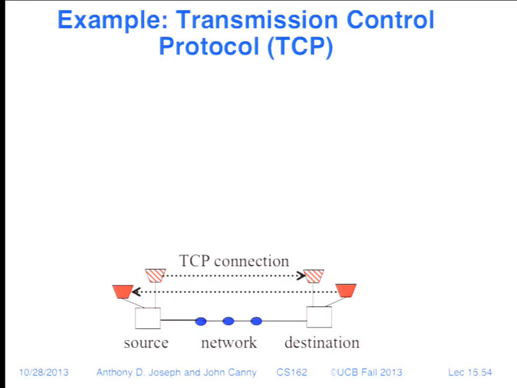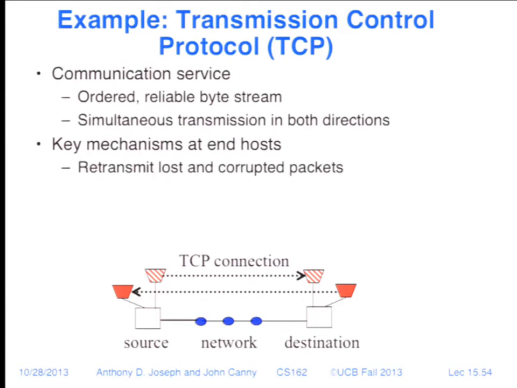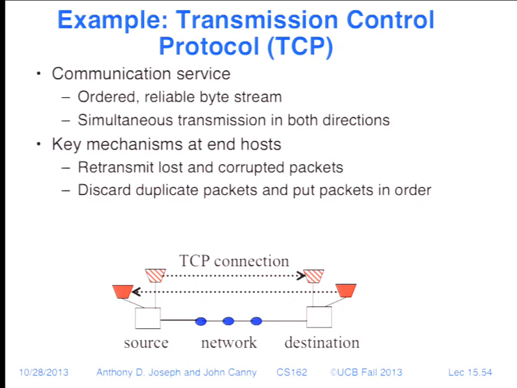By contrast, TCP is a robust layer which provides an ordered, reliable byte stream and simultaneous transmission in both directions. It relies on retransmit. So TCP provides an abstraction of reliable transmission by relying on acknowledgments for packets that are sent and retransmission in order to produce the right output. It also, at the receiving end, because there may be retransmits that are actually unnecessary, discards duplicate packets and also takes packets that might have been received out of order and puts them back in the right order.